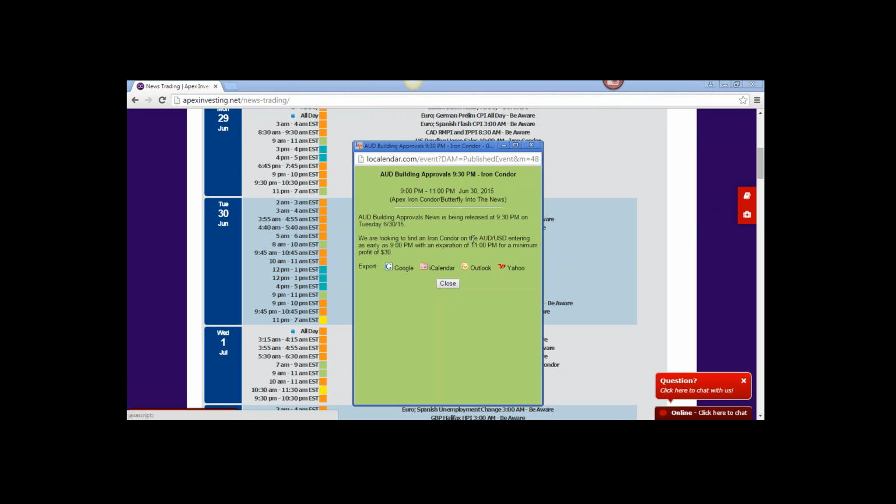So we're looking to find an iron condor on the Aussie dollar. We want to enter as early as 9 p.m. with an expiration of 11 p.m. for a minimum profit of $30 per contract. Guys, this is basically a free news calendar with free trading tips, kind of a trading plan here for you. This doesn't cost you anything. This is part of free members on our site, okay?